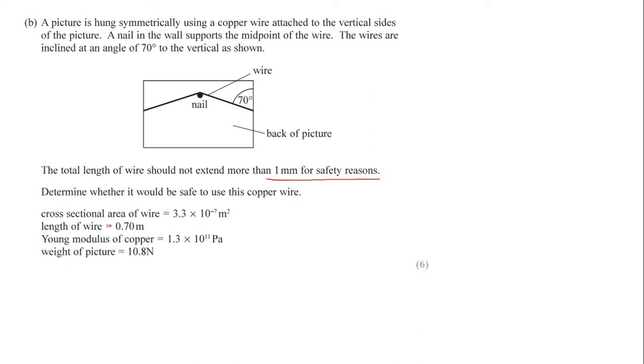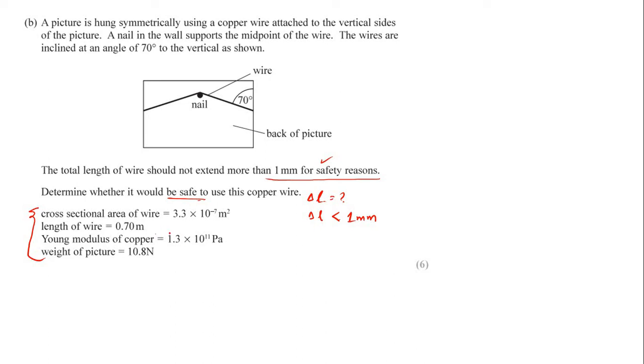So the cross-sectional area, length of the wire, Young modulus, and weight of the picture are given. We need to determine whether it is safe to use or not. That means if we can figure out the extension in the wire, and if this extension delta L is less than 1 millimeter, it is safe to use. Otherwise, if delta L is greater than 1 millimeter, it is not safe to use. So using the given data and condition, we need to figure out the extension in the wire.